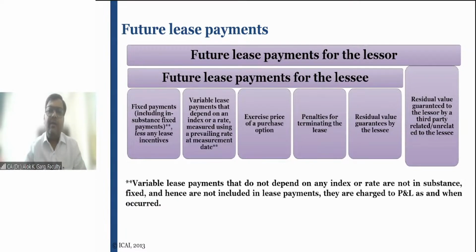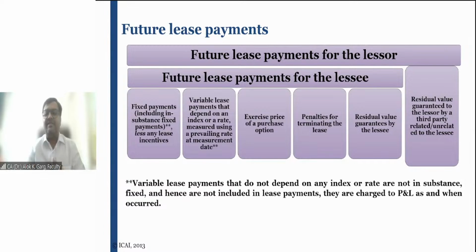In one of the CA final examinations, the question was asking the lease payment from the perspective of the lessor, and most of the students answered the lease payment from the perspective of the lessee. For example, these six items have been given to you in the question, and the question is asking the lease payment only from the perspective of the lessor. In that case, of course, you need to include fixed payment, plus in-substance fixed payment, plus variable lease payment depending on the index, plus exercise price in case a purchase option is given, plus penalties for terminating the lease, plus residual value guarantee given by the lessee. These are the five from the perspective of the lessee.